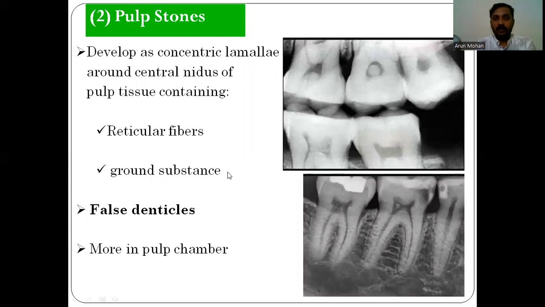Next one is false denticle or pulp stones. The false denticles or pulp stones are the actual regressive alterations of the pulp, which produce concentric lamellae of calcification around a central nidus. So within the pulp tissue, you will see concentric lamellae of calcifications around a central nidus, which may be formed of reticular fibers or ground substance, etc.